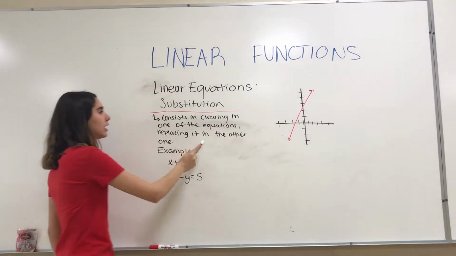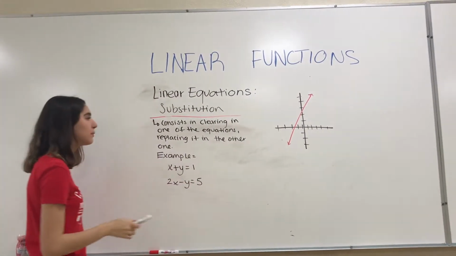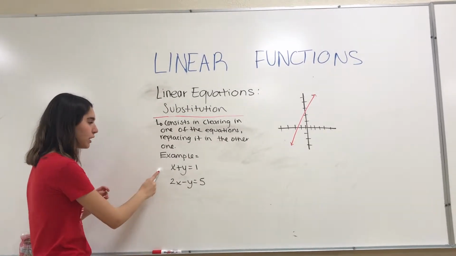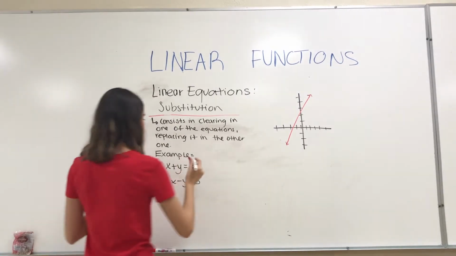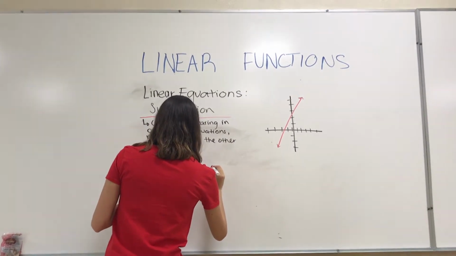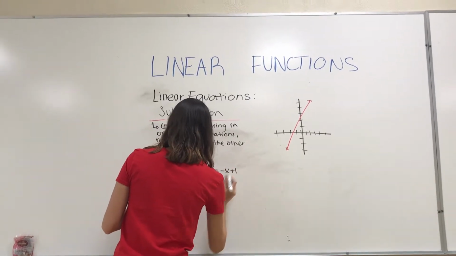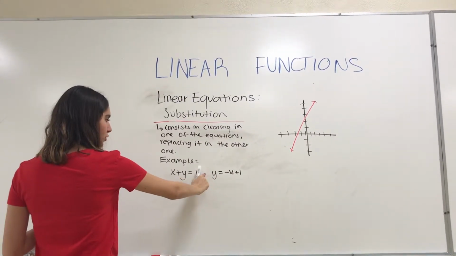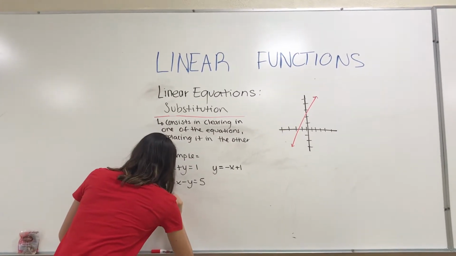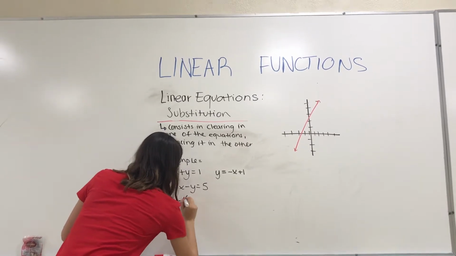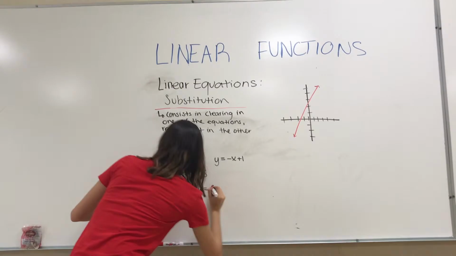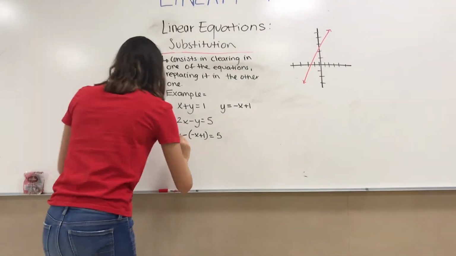Substitution consists in clearing in one of the equations and replacing it in the other one. So here we have an example, and what I will do is isolate y. So it will give me y equals negative x plus 1. And then this, I'm going to replace it, so y is this, so I'm going to replace it in here. So it's going to be 2x negative, and then the y, negative x plus 1 equals 5. So then I'm going to multiply it.